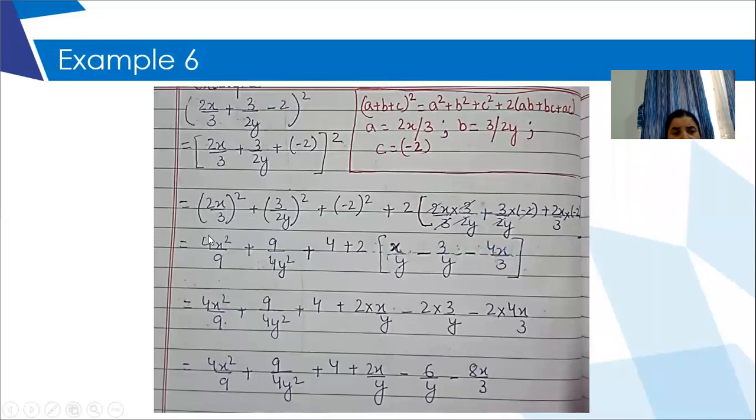So this becomes 4x square upon 9. Similarly, 9 upon 4y square. And this is plus minus 2 whole square. Your minus will vanish, because minus gets multiplied with itself 2 times. It gives you a plus answer. So finally it becomes a plus 4. Plus 2 is copied as it is.